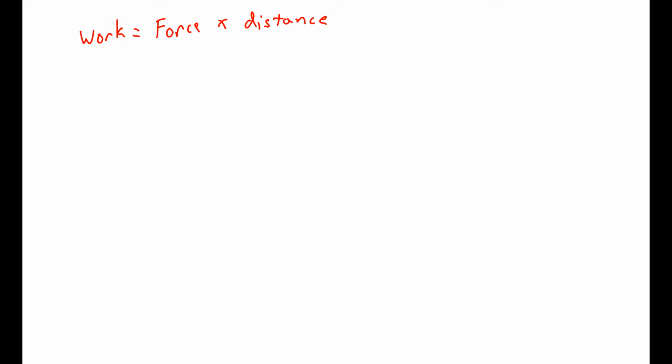Work is usually going to be measured in something called foot-pounds, force is going to be measured in pounds, distance is going to be measured in inches or feet.